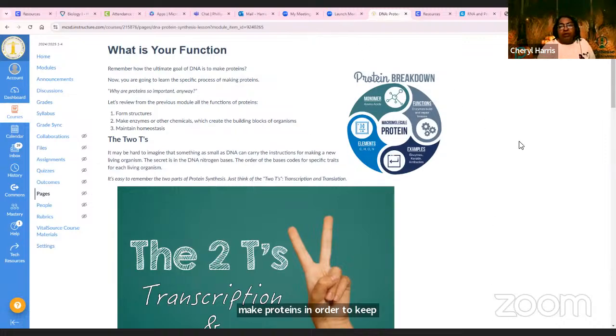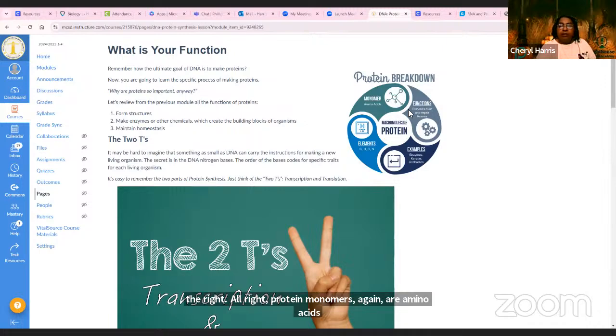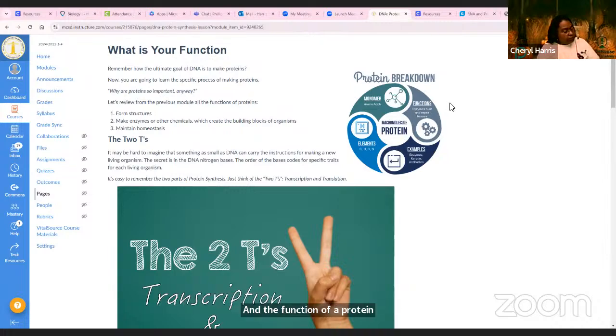All right, if you look over here to the side where it says protein breakdown, again, reviewing back from what we did earlier, we started off by saying that the elements that go into making our macromolecules are carbon, hydrogen, and oxygen. In the case of proteins, nitrogen is also included. Now I'm looking at this little circle over here to the right. All right, protein monomers, again, are amino acids, and the function of a protein is to build enzymes. So enzymes are a type of protein.